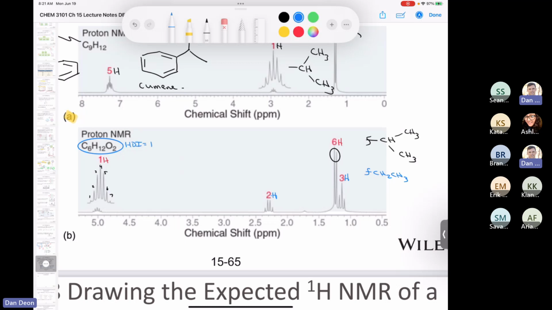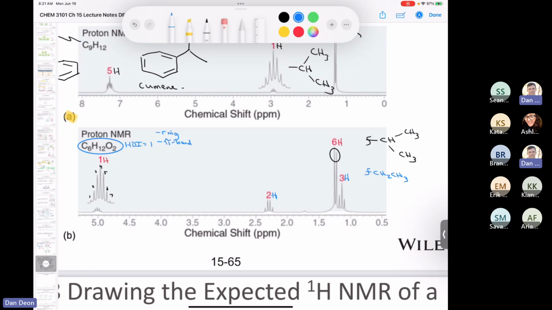Now, what are the possibilities here? If you have an HDI of 1, you've either got a ring or a pi bond. Those are the possibilities. But if I have two oxygens in the compound, what are the possibilities? I could have two alcohols, I could have two ethers, right? Or a double bond, something like that.